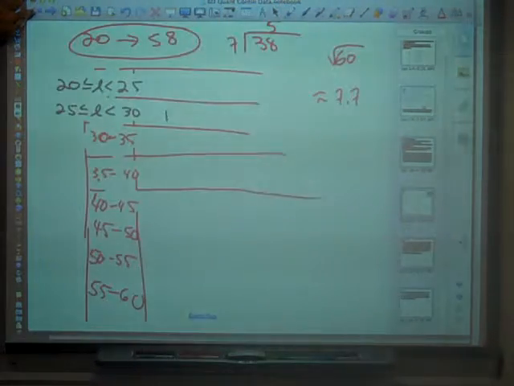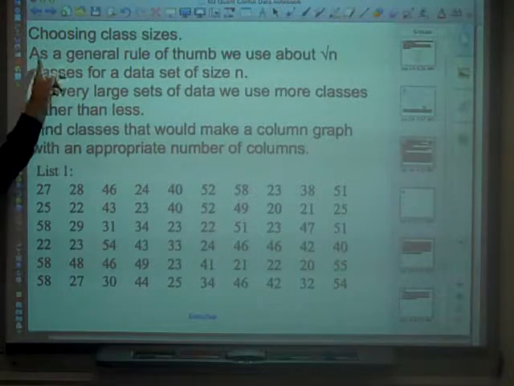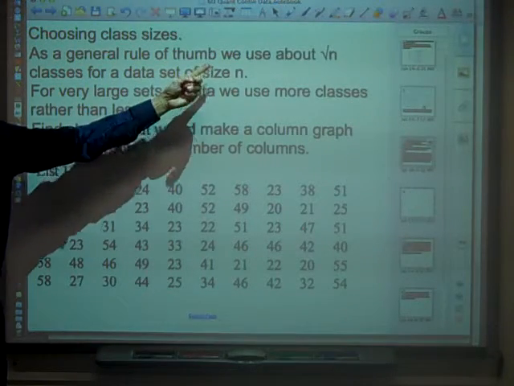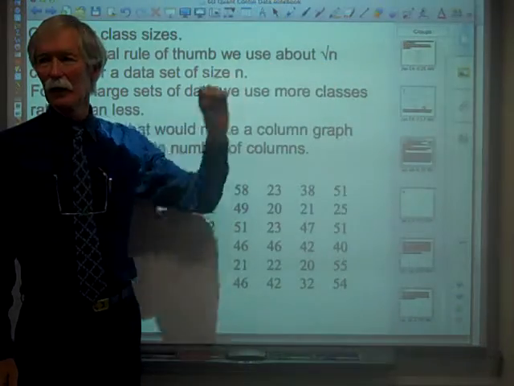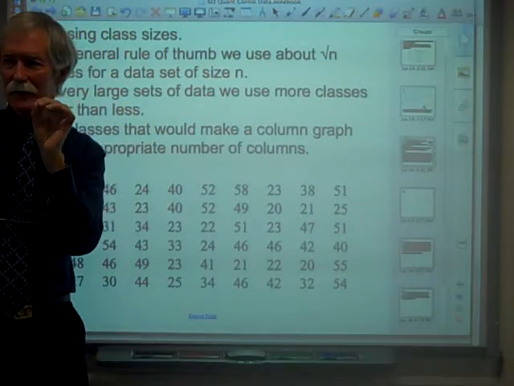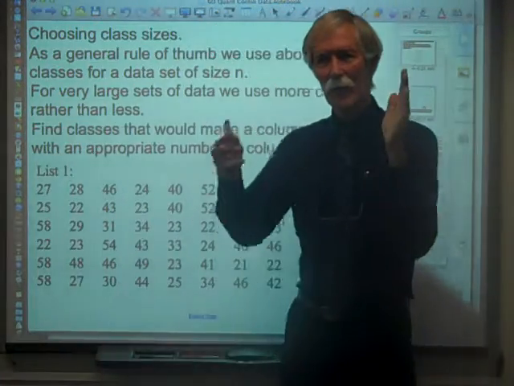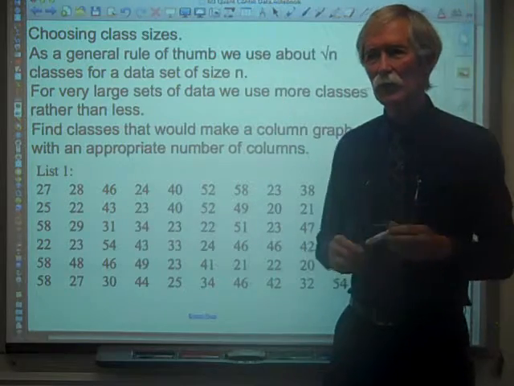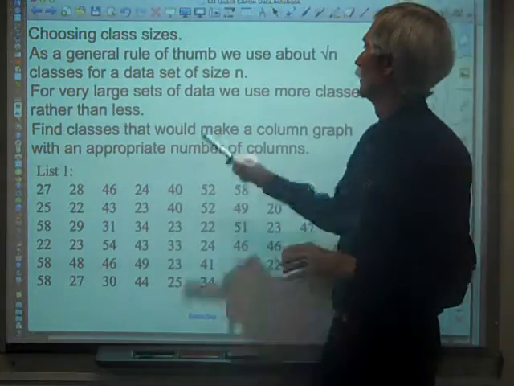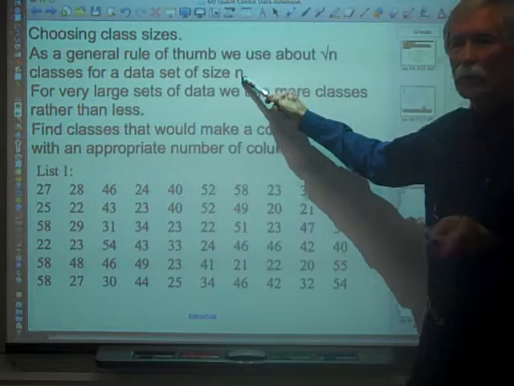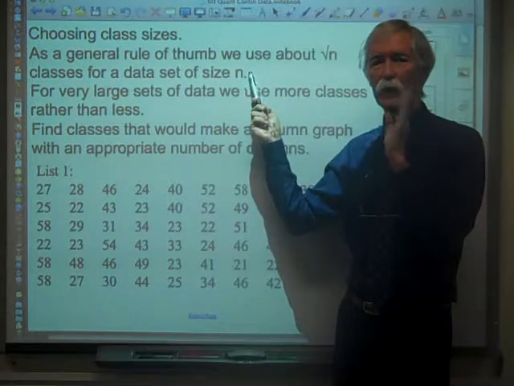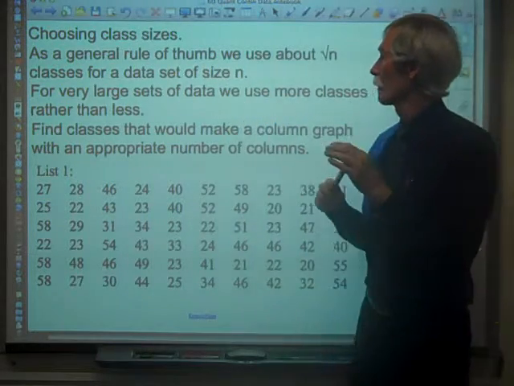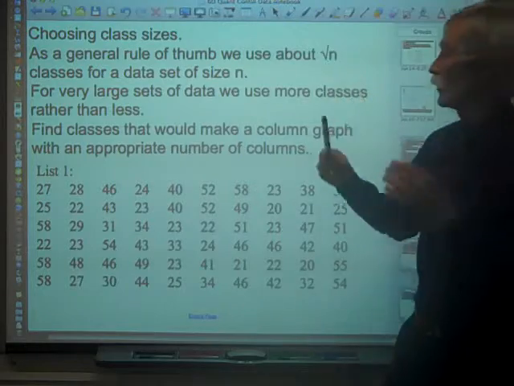Why did we take the square root of 41? As a general rule of thumb, we take the square root of the number of data points to estimate how many categories to use to make our bar chart. So in the example we just used, there was 41 data points. So we used the square root of 41.